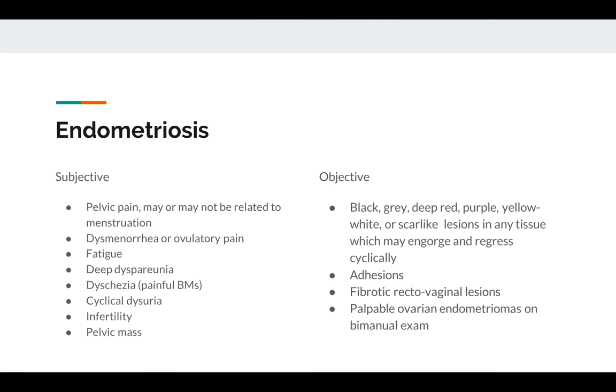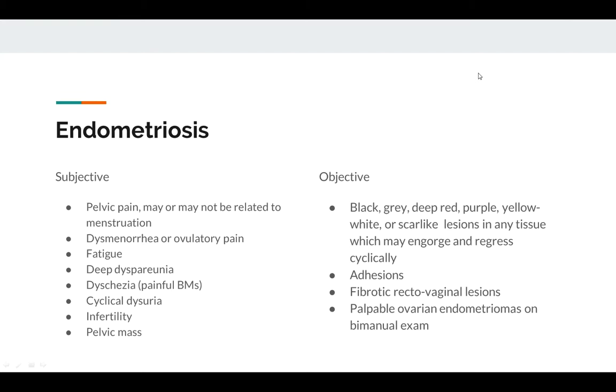The key history items here are going to be pelvic pain, which may or may not occur during menstruation, but usually occurs cyclically. They may have ovulatory pain, deep dyspareunia, painful bowel movements, dysuria, which comes and goes in cycles as well, infertility, and a pelvic mass.